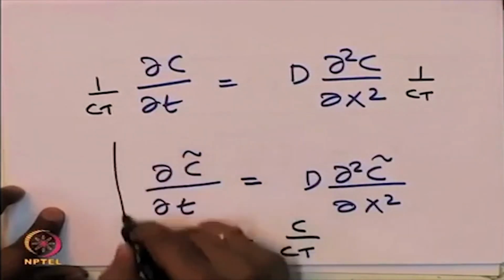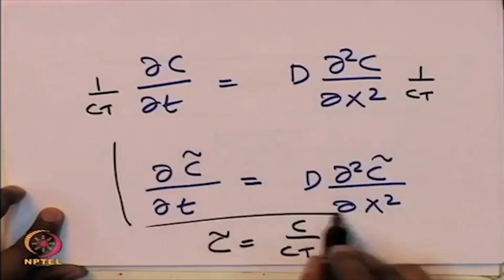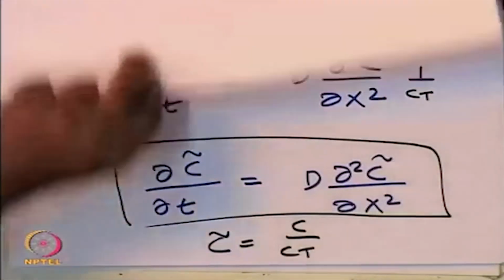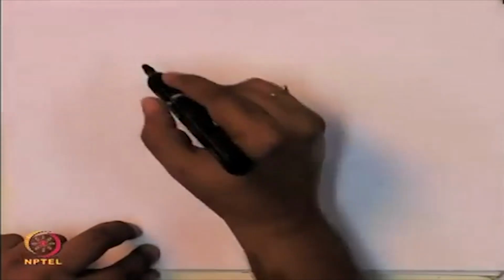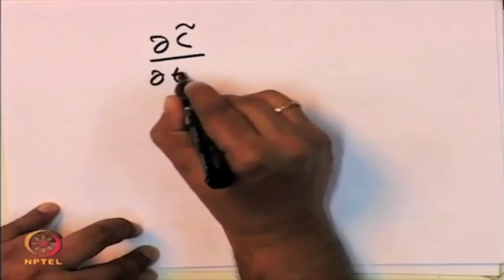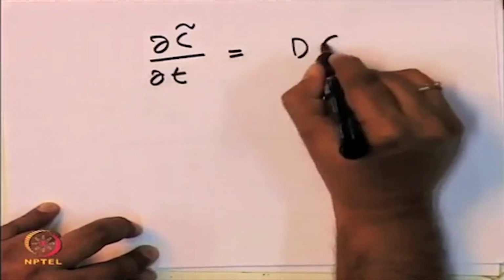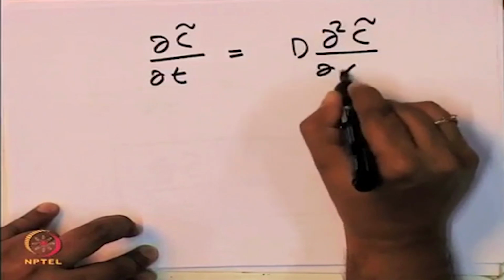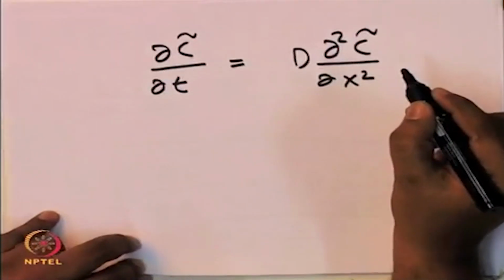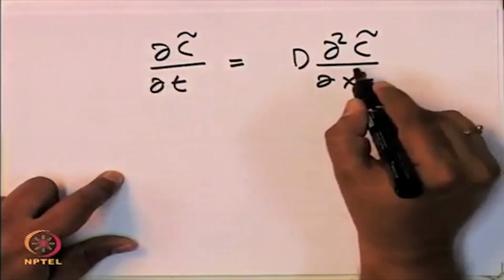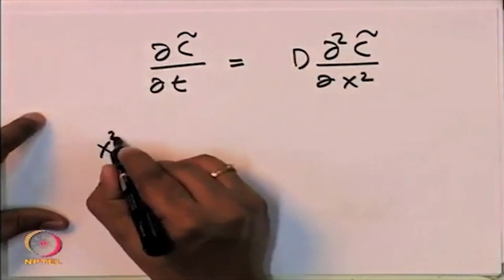Okay, so now we have this equation: del C tilde by del t is equal to D del square C tilde by del x square. I can multiply both sides. So, let us first calculate x square average.